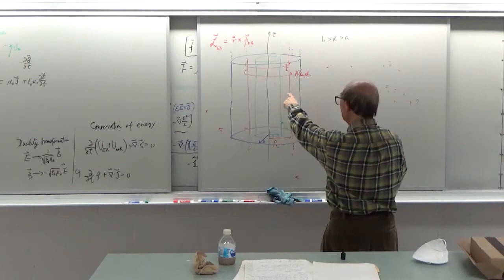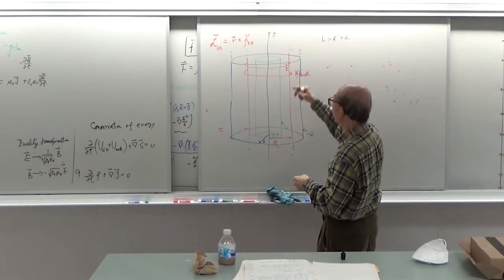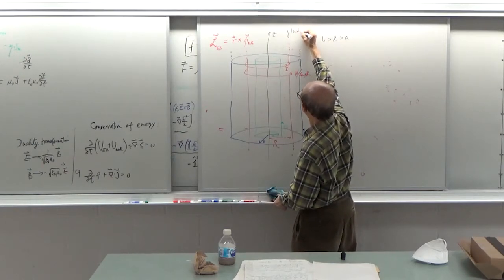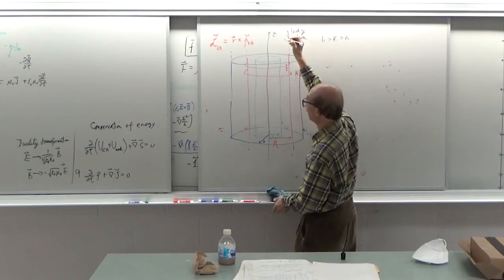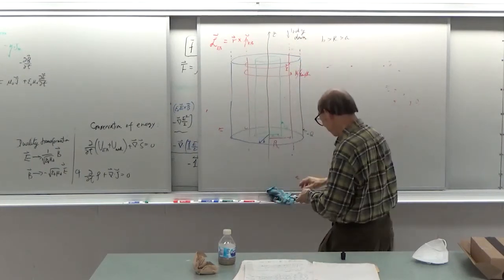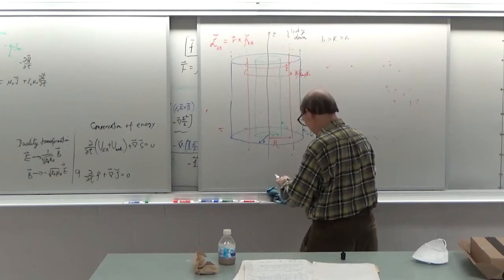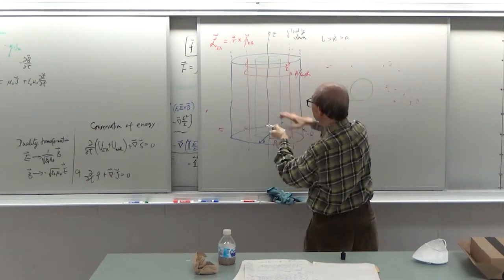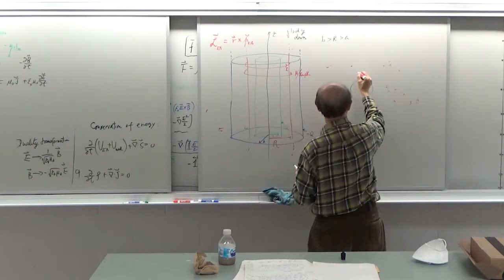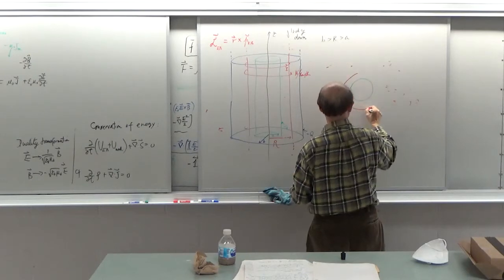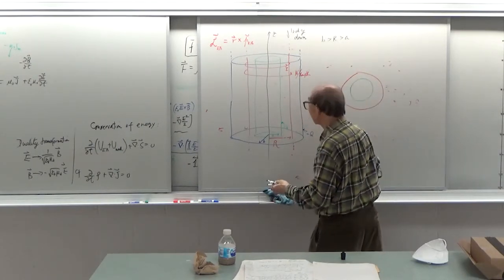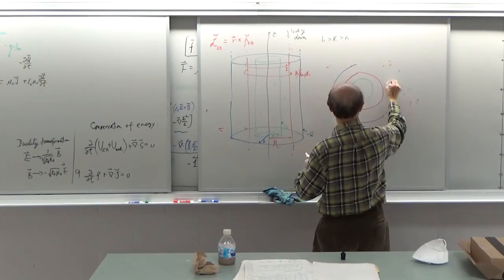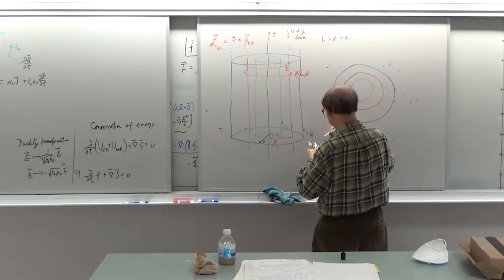And let me draw the whole thing from the point of view of someone looking down. Then that person will see circles. So there is this small green circle, and then there is this bigger red circle, and then there is this blue circle, and this is the z-axis.